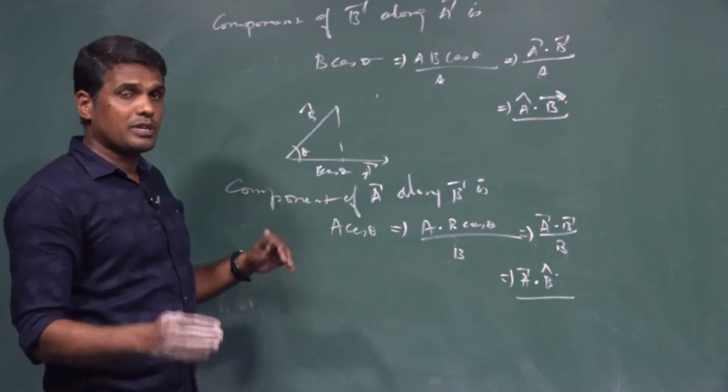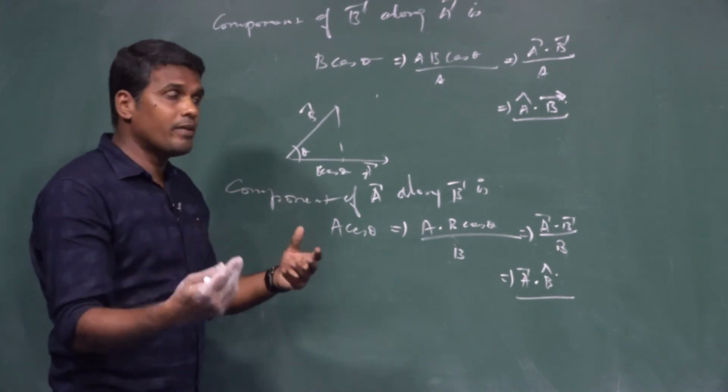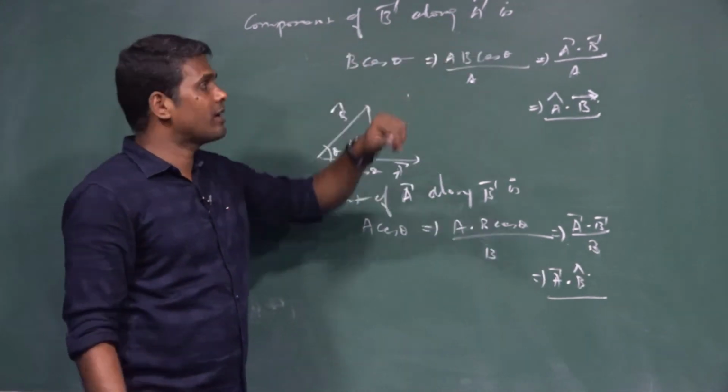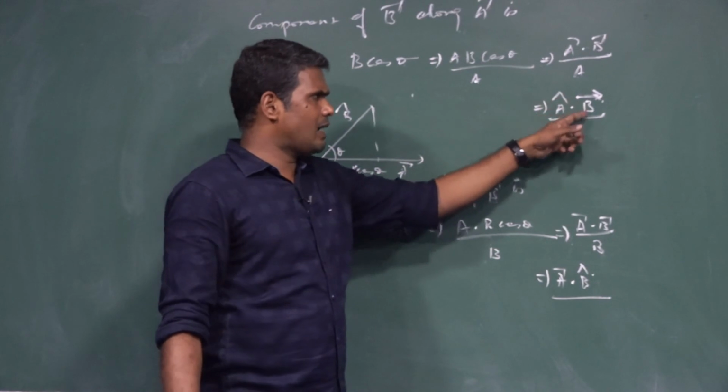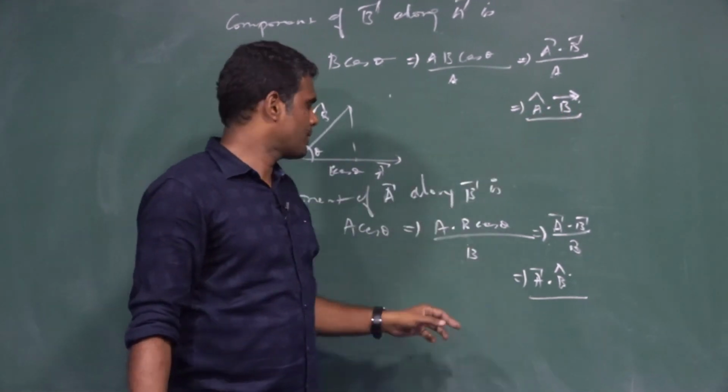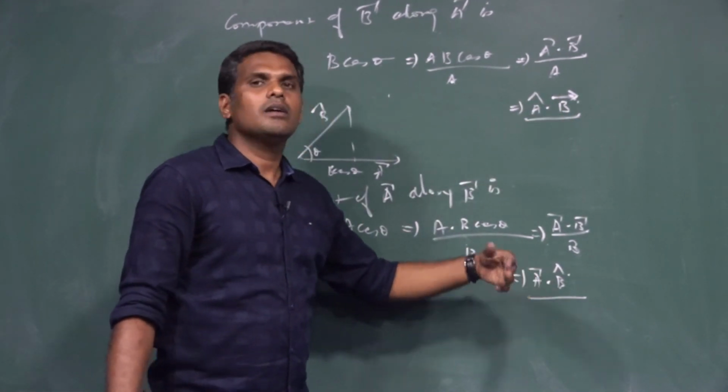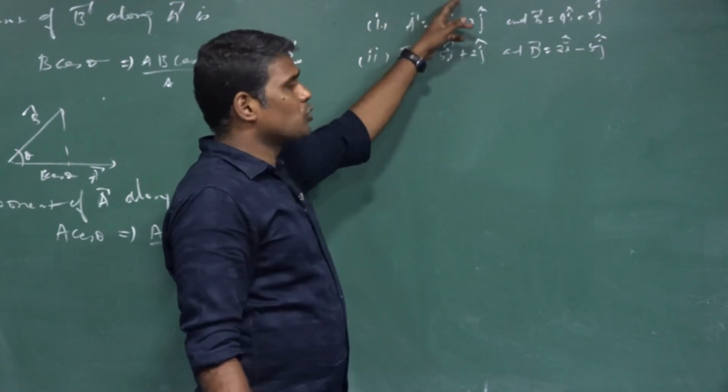So if they ask you to calculate the component of A vector along B vector or component of B vector along A vector, then you can go directly A cap dot B vector. In this case, it is A vector dot B cap. We shall see the example 2.8.